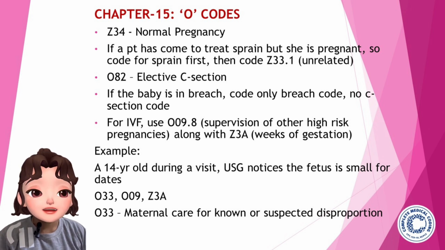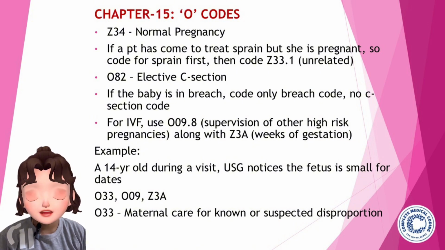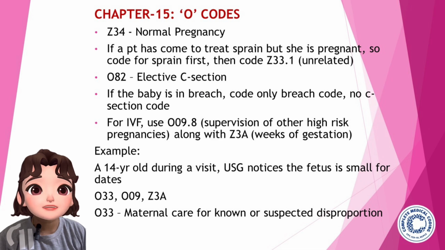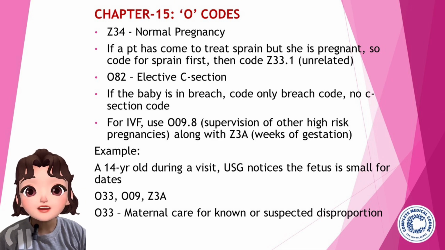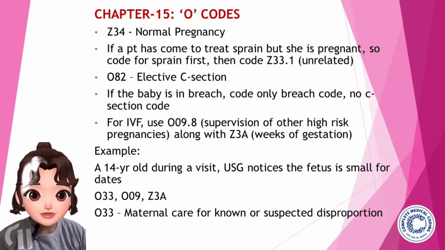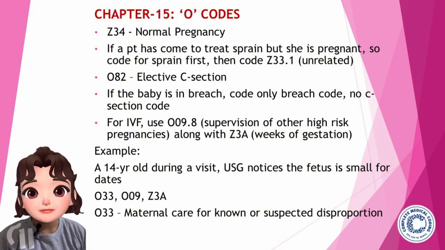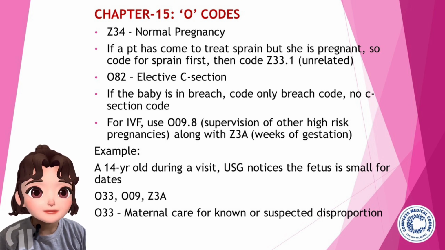Now, for elective C-section, we will use the code O82. Now, if the baby is in breech position, code only the breech code and no C-section code. Breech position means the head is on the top. So if the baby is in breech position, we should code only the breech code. We should not use the C-section code, because usually for a breech condition, 90% will be C-section. So we will not code for C-section. Instead, we will use only the breech code.